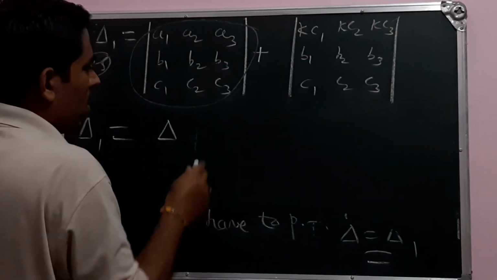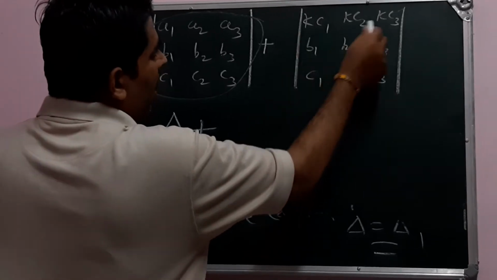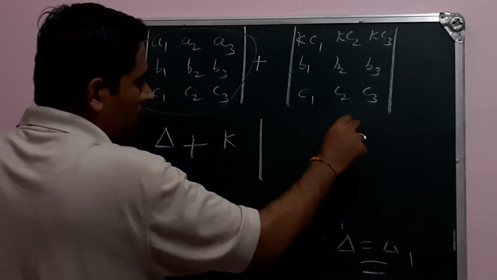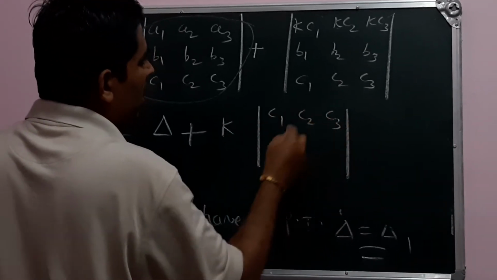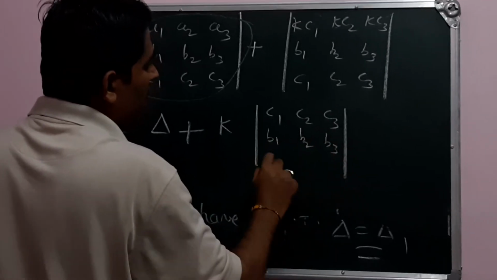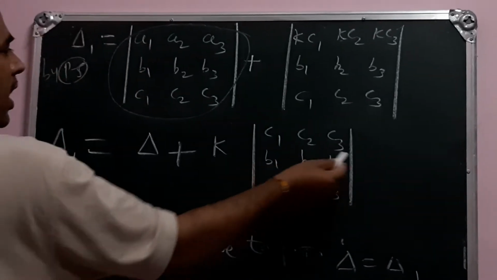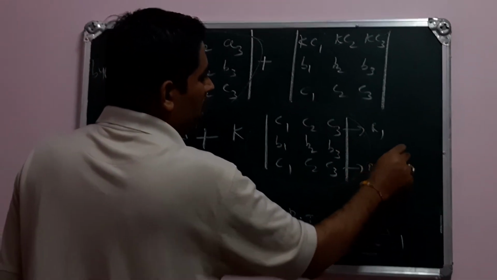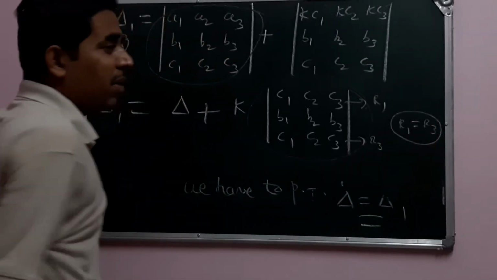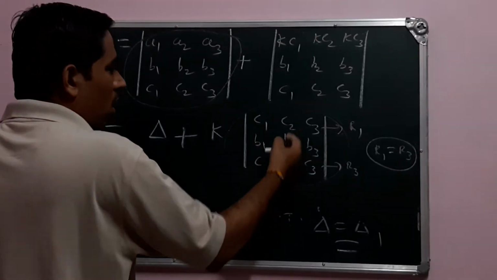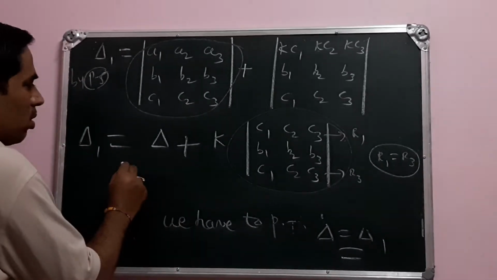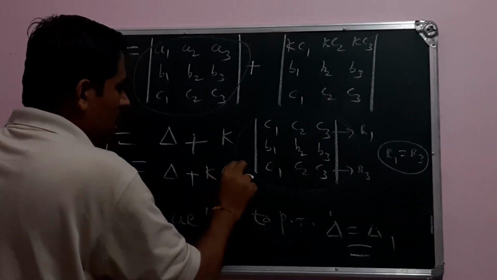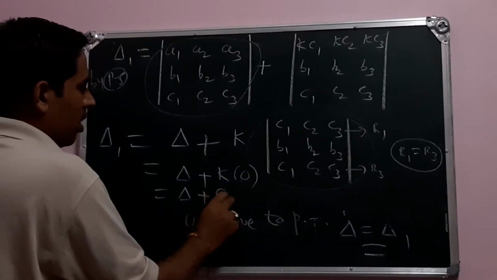So I write plus here. I can take k common from the second determinant, so I will take k outside. What I get is k into C1, C2, C3, then B1, B2, B3, C1, C2, C3. In this determinant, once again we observe that the first row and third row are equal, R1 is equal to R3. What is the property? One of the properties says if any two rows or columns of a determinant are equal, then the value of the determinant is 0. So this determinant is 0, and I will get delta plus k into 0.